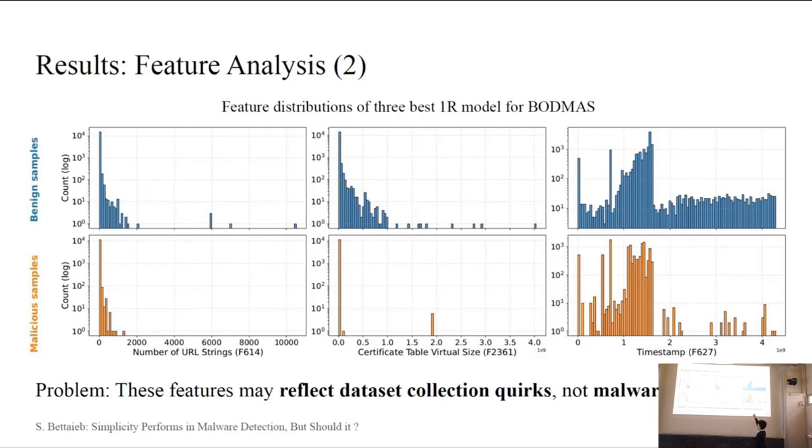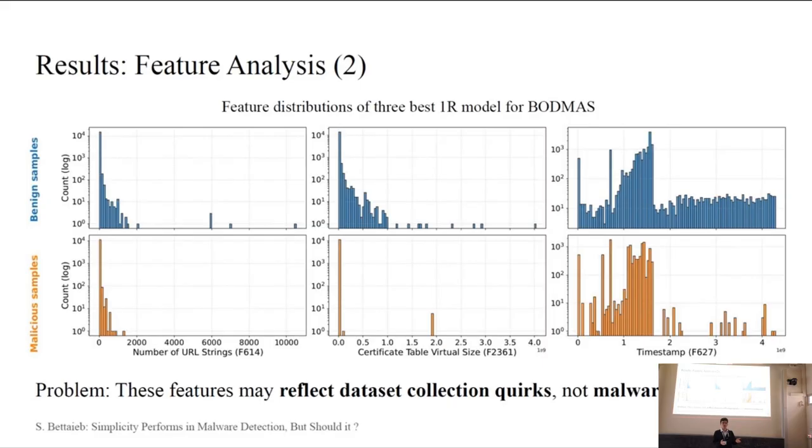If you look at the timestamps, what we see is that the benign samples are better distributed over time, while the malicious samples are clustered around here, and I think they span over a 1-year period. That's a problem, because the timestamp alone should not be a discriminative feature.